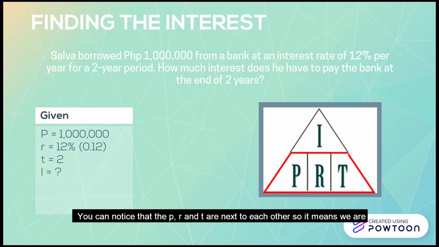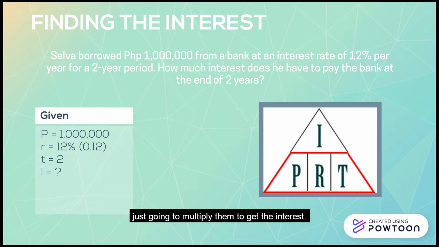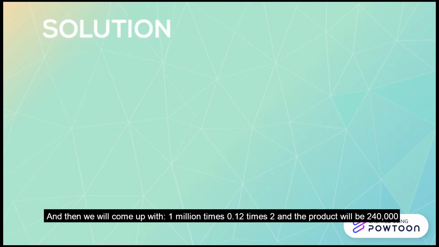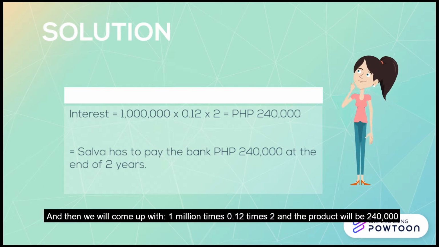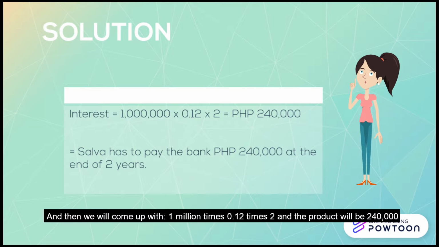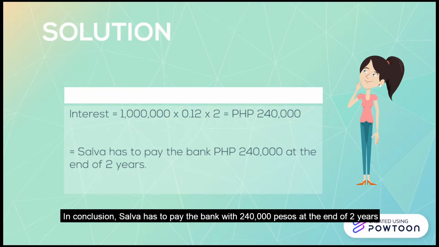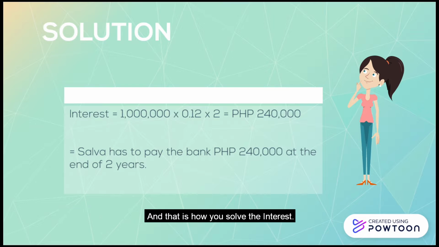You can notice that the I, R, and T are next to each other, so it means we are just going to multiply them to get the interest. And then we will come up with 1 million times 0.12 times 2, and the product will be 240,000. In conclusion, Salva has to pay the bank 240,000 pesos at the end of 2 years, and that is how you solve for the interest.